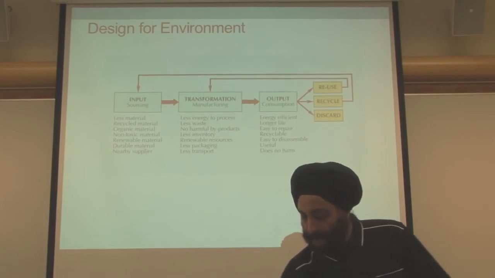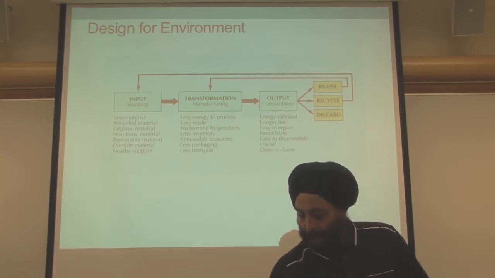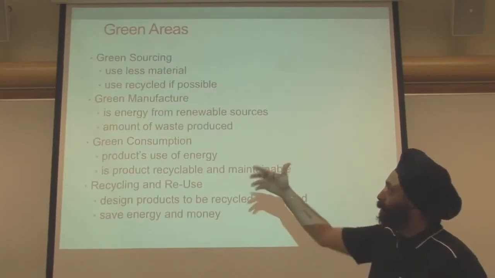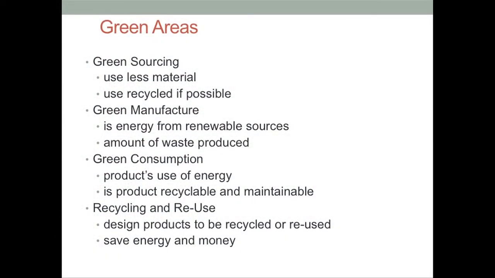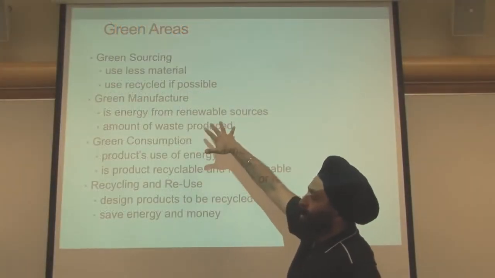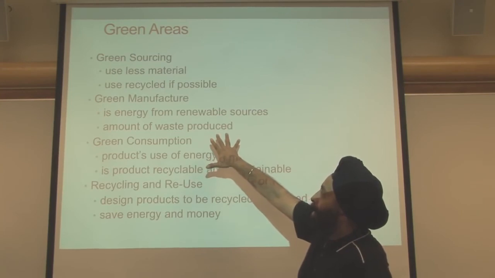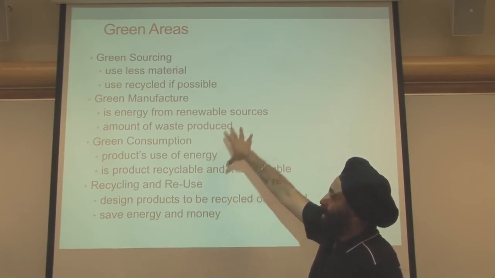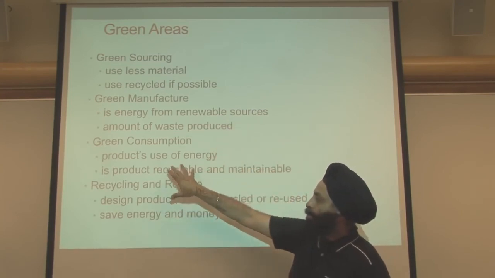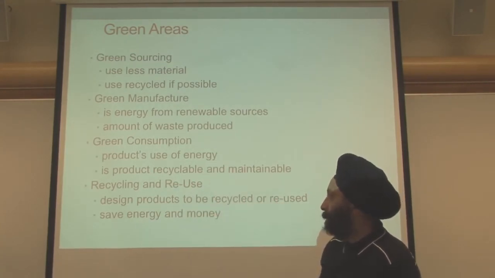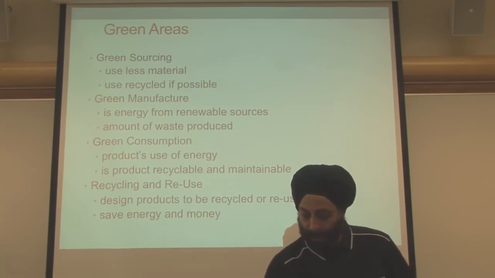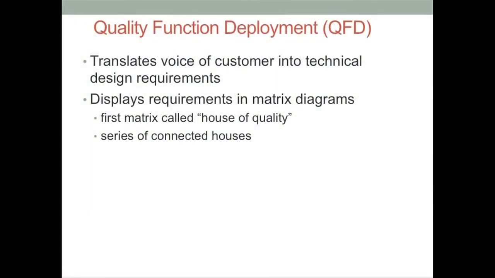So this green area or environmental impact goes much further than just traditional manufacturing. You have the green sourcing, so you're using less material or recycled material. Then green manufacture, as I mentioned, reducing the carbon footprint and reducing the waste produced. Green consumption, where product use of energy should be least, and the product recyclable and maintainable, and then if possible recycle and reuse.